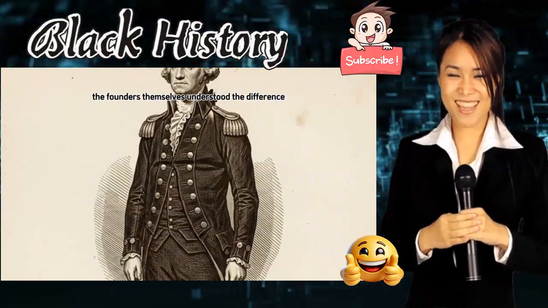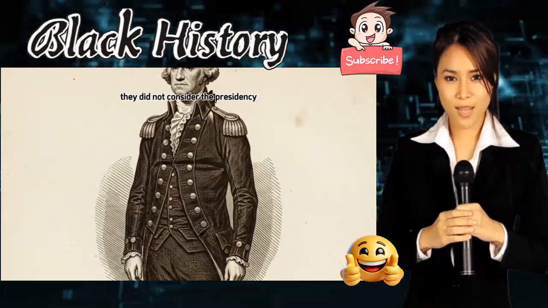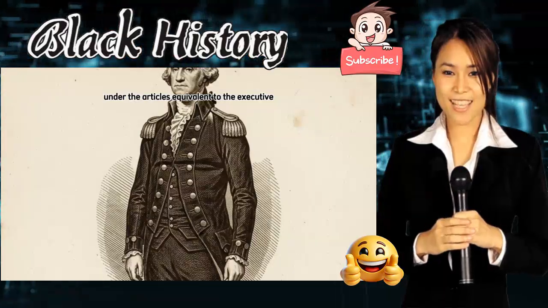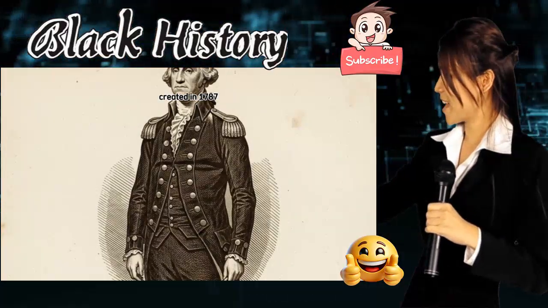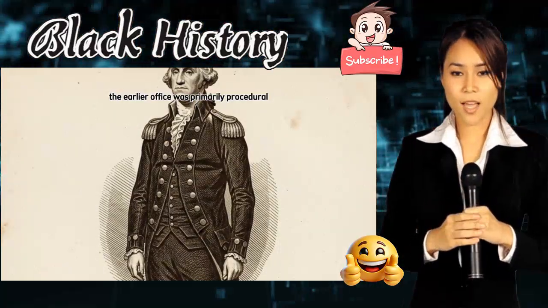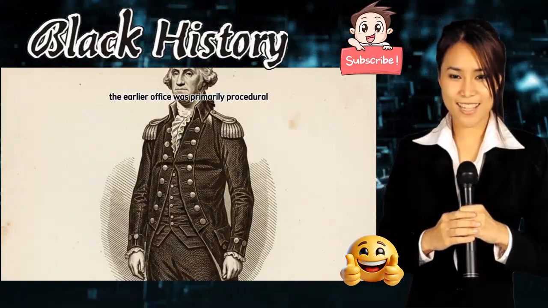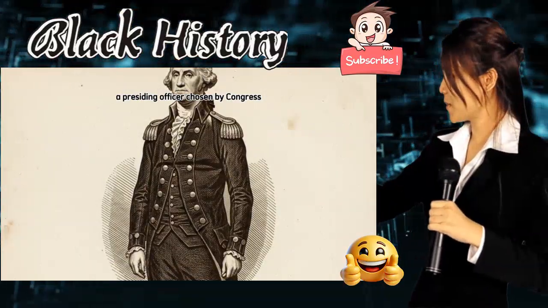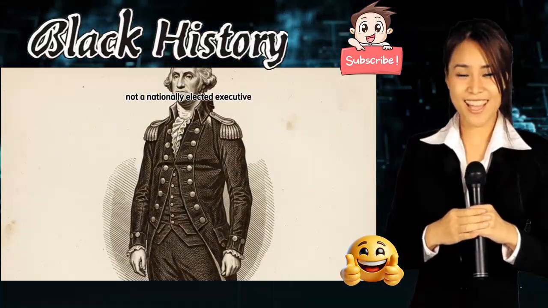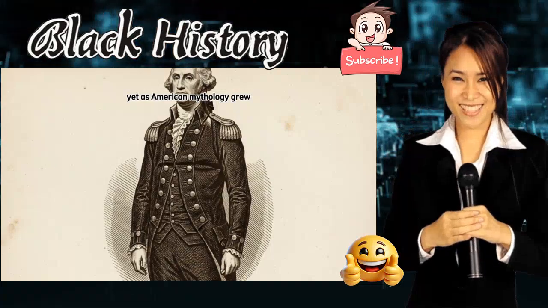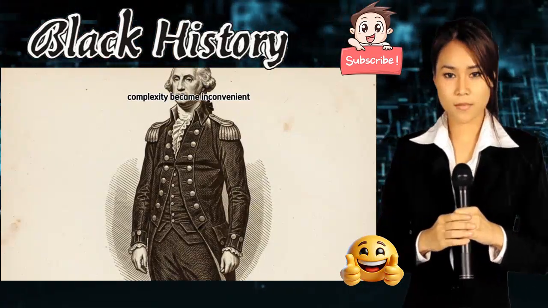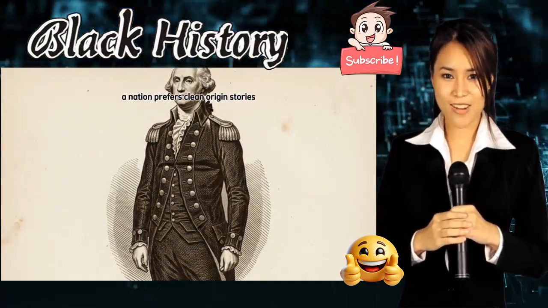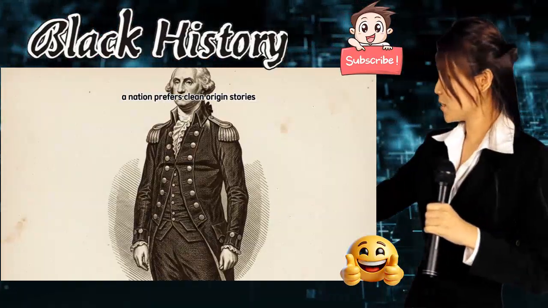But over time, nuance was erased. The founders themselves understood the difference. They did not consider the presidency under the Articles equivalent to the executive created in 1787. The earlier office was primarily procedural, a presiding officer chosen by Congress, not a nationally elected executive. Yet as American mythology grew, complexity became inconvenient.